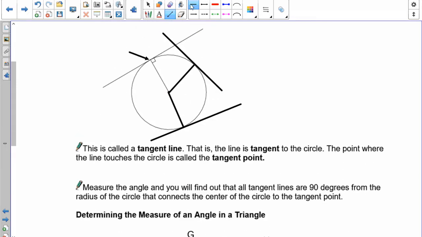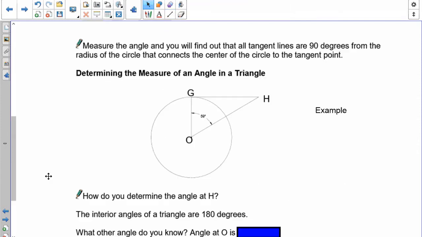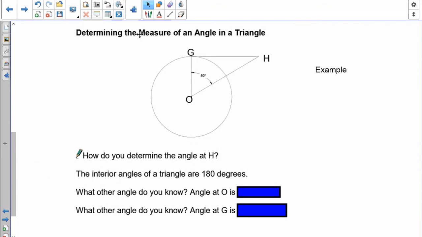Now, this is important because guess what this makes? Right angle triangle. Okay, so let's take a look at how you determine the measure of the angle in a triangle. Earlier in your grade, you were taught that if this is 90, which you just learned, and you knew this angle and you knew this angle, if you added angle G, angle O, and angle H up, you would get 180 degrees. Pretty straightforward.